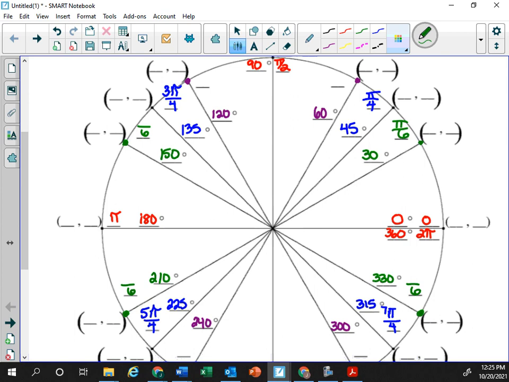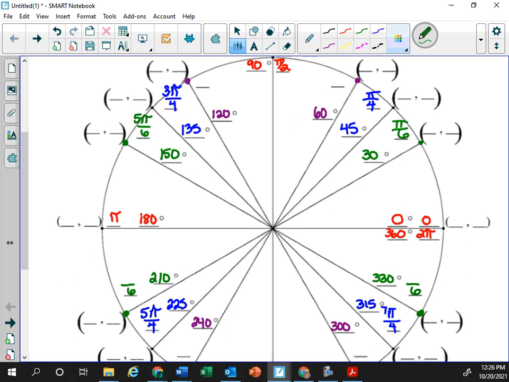Okay, so we're going to count again. We were at 1 pi over 6. Do I want 2 pi over 6? 3 pi over 6? 4 pi over 6? 5 pi over 6? Yes, that's the one that doesn't reduce, right? Okay, so that's 5 pi over 6.